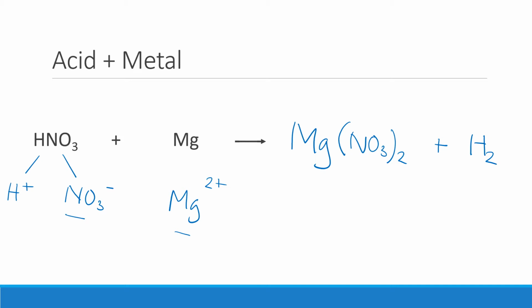And then we can now see if the equation needs to be balanced. I have 2 hydrogens on the right and only 1 on the left, so I'll put a coefficient of 2 in front of HNO3. That gives me 2 nitrates, which is what I have in my magnesium nitrate, and my magnesiums are balanced, so that is a balanced equation.